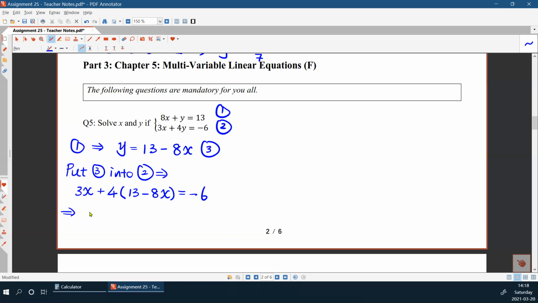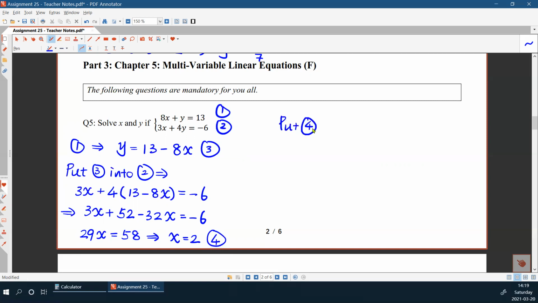Okay, let's expand everything. 3x plus 4 times 13 is 52, right? And minus 4 times 8 is 32x equals minus 6. So let's put all the x's to the right side of the equation. That means 29x equals 52 plus 6, which is 58, right? So we can easily solve x is 2. And let's call this 4.